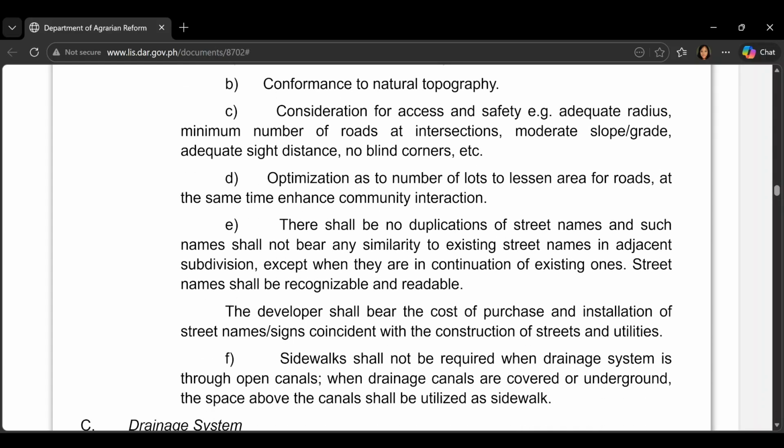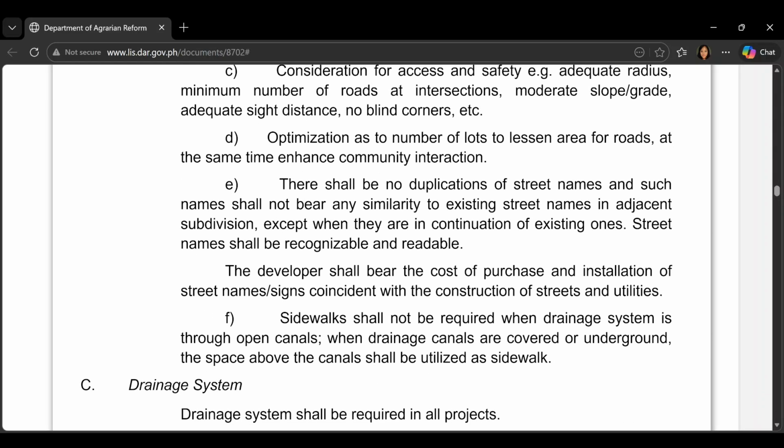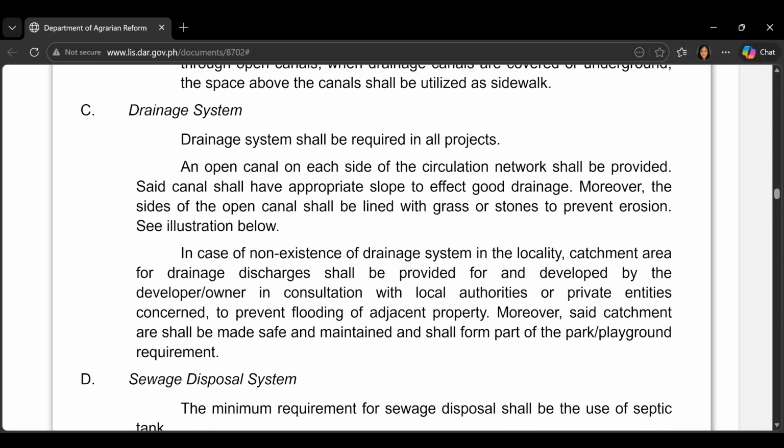F. Sidewalk shall not be required when the drainage system is through open canals. When drainage canals are covered or underground, the space above the canal shall be utilized as sidewalk. C. Drainage system. Drainage system shall be required in all projects. An open canal on each side of the circulation network shall be provided. Said canal shall have appropriate slope to effect good drainage. Moreover, the sides of the canal shall be lined with grass or stones to prevent erosion.